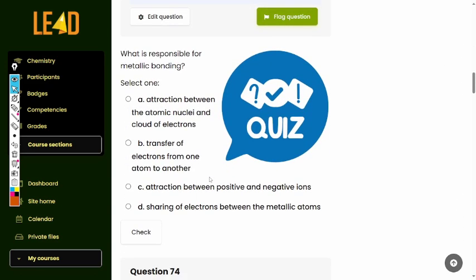What is responsible for metallic bonding? Metallic bonding is formed when the valence electrons of metals get attracted to the positive nucleus of the metallic atoms. So it's like an attraction between the nucleus of the atom and the negative electrons that are moving around. That's what strengthens a metallic bond. So the answer would be attraction between atomic nuclei and clouds of electrons. Okay, so the answer is A.